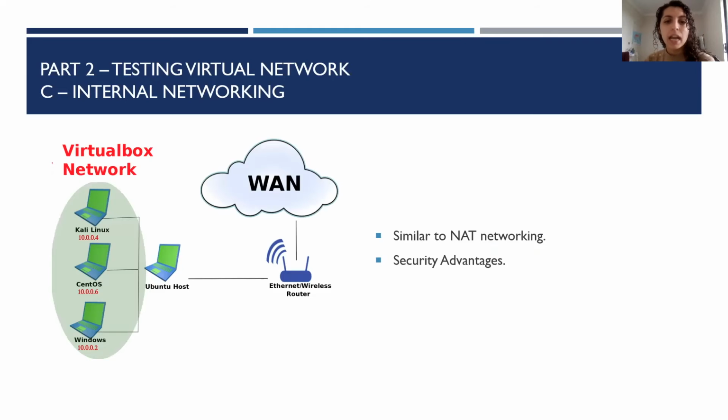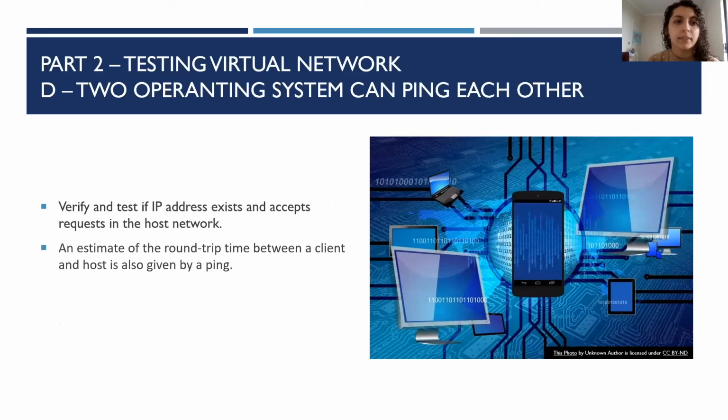We have the internal networking, which is similar to the NAT networking, but it has some security advantage. The internal network uses the computer as the router, and it communicates two or more VMs privately. So it's very secure. Like you can open 3 or 4 virtual machines at the same time and connect them to each other privately.